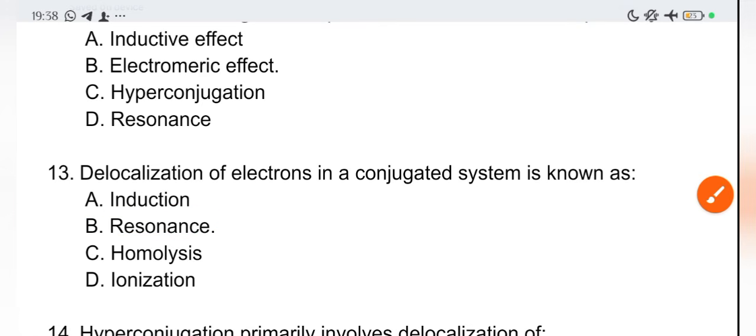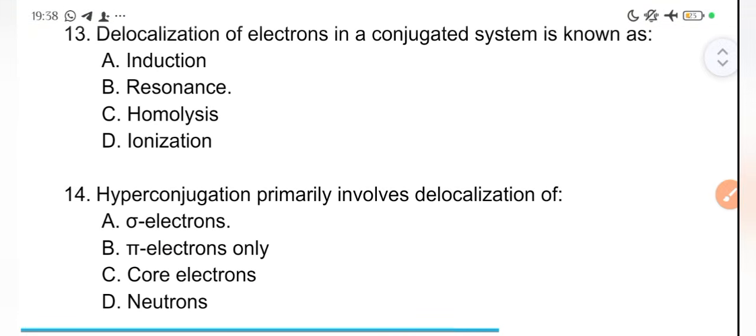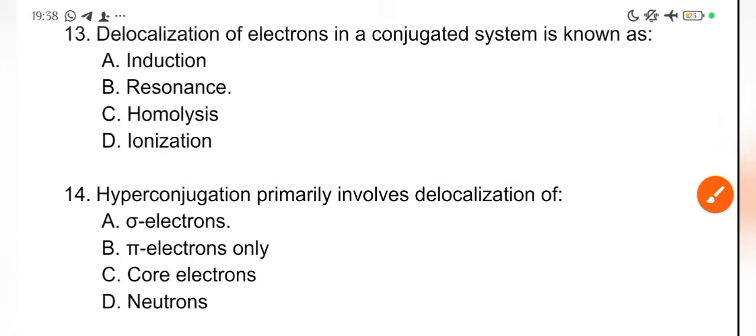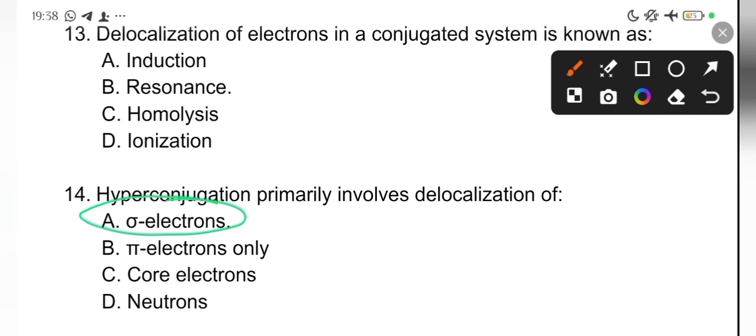All of these concepts are concepts you must know. It's a must. So if you are seeing this for the first time, please take note of them. Okay. So hyperconjugation primarily involves the localization of electrons. Option A is correct.